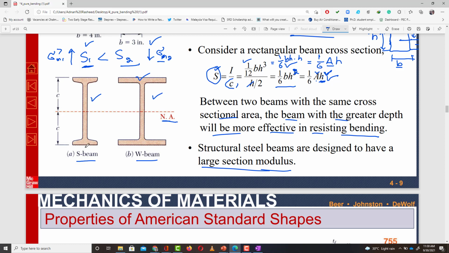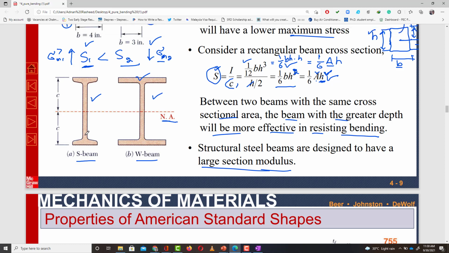Sir, this case, both. Which? So stress, which one? Sir, wider one. Wider one. But you can see both will have the same, as the height is same.